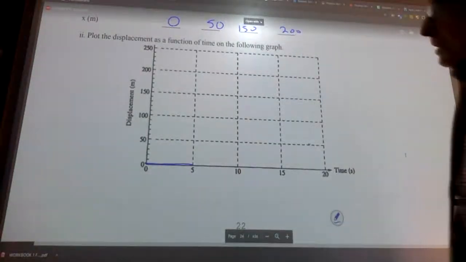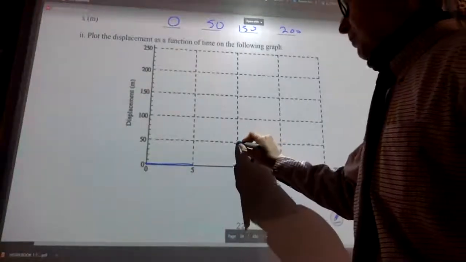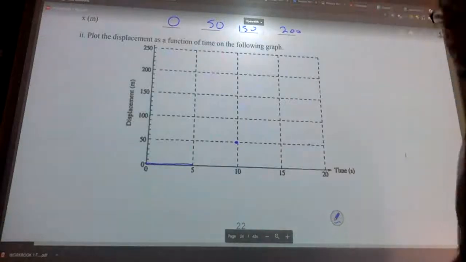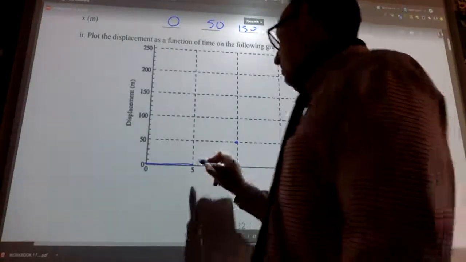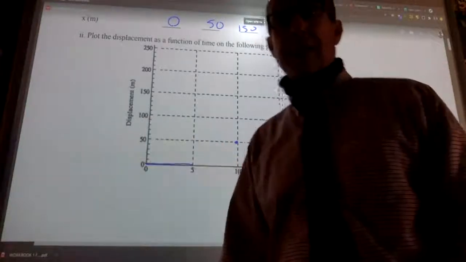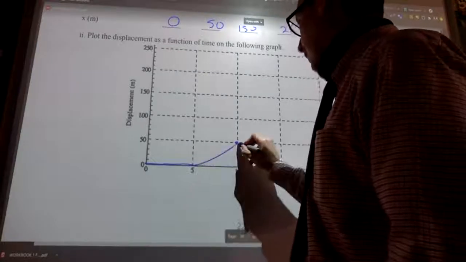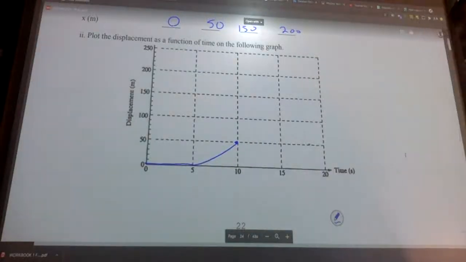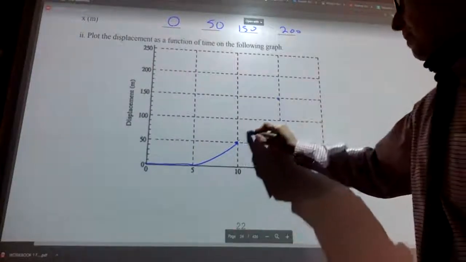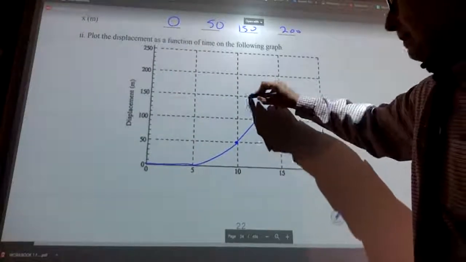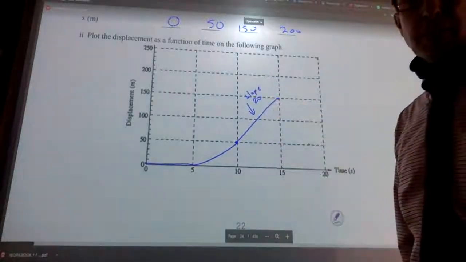My displacement is going to go from 0 to 50 over this 5-second interval. It accelerated. It had a positive acceleration of 4. So I would expect this to be a curve, because on a displacement time graph, acceleration is a curve. Then it's going to go from 50 to 150 in the next 5 seconds. This would be a straight line. The slope is going to be the constant velocity of 20.